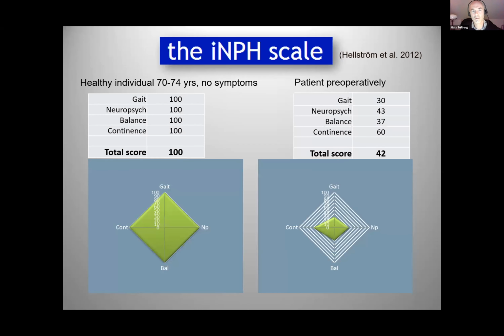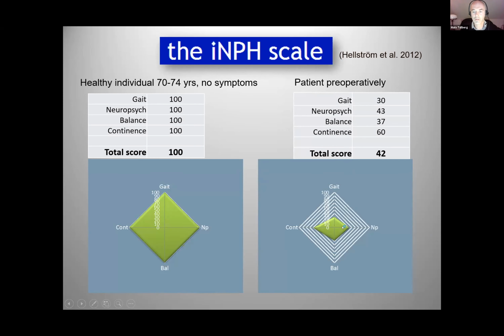This is an example of the INPH scale, which is constructed as giving a composite score measuring gait, neuropsychology, balance, and continence domains. And a total score of 100 represents the performance of a healthy individual in about the same age without any symptoms. This is an example of a patient preoperatively with a total score of 42.